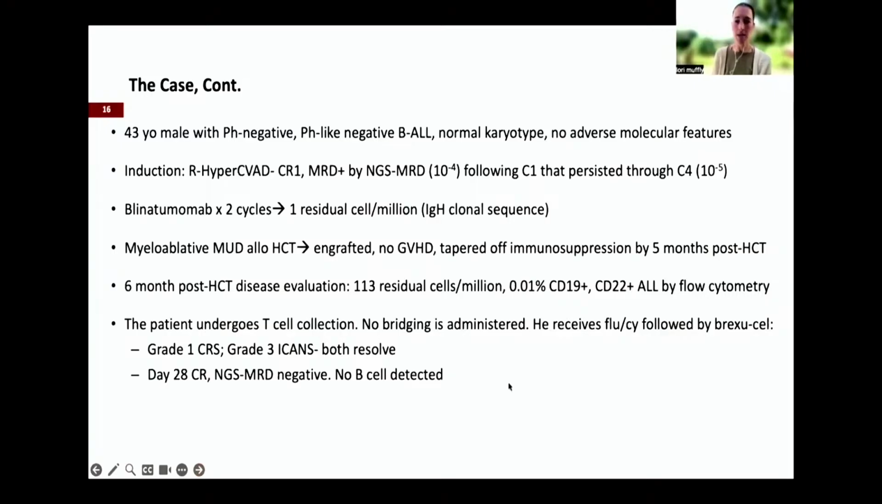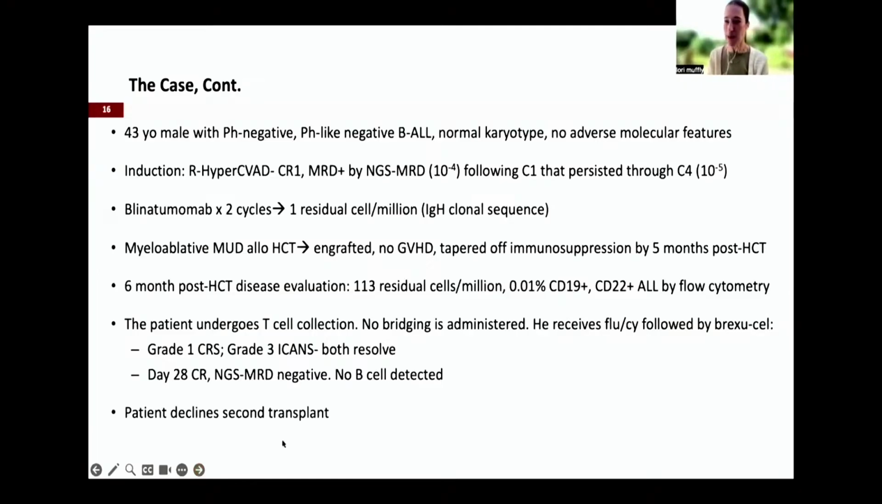So back to our case. He received Brexucel. He had grade 1 CRS. Day 28, he was in a CR, NGS MRD negative, and no B cells were detected. And we left off by saying, what should we do next?